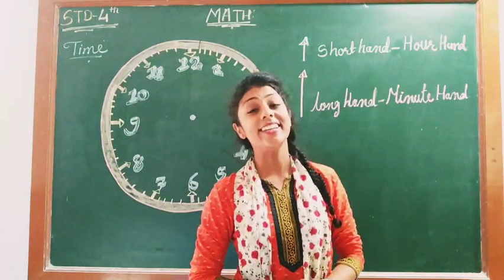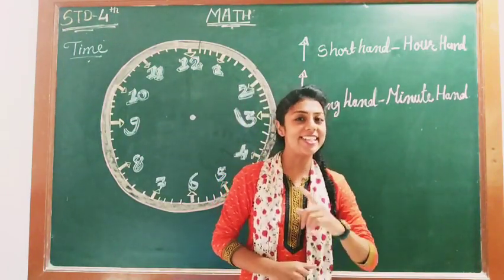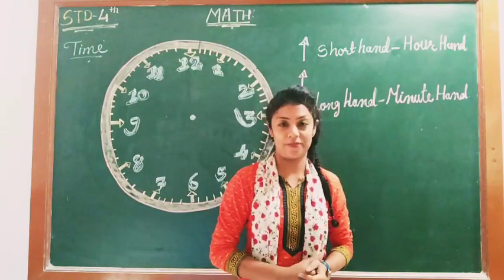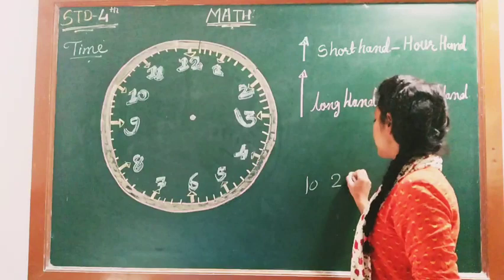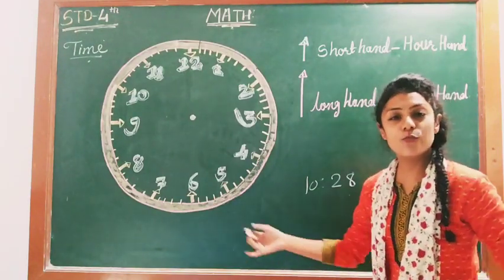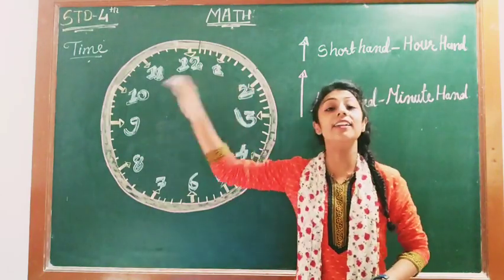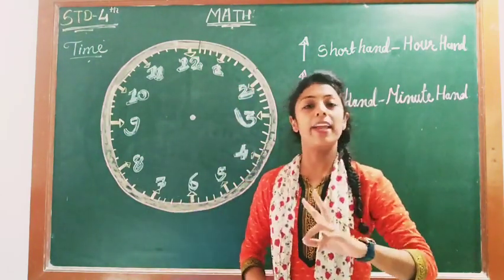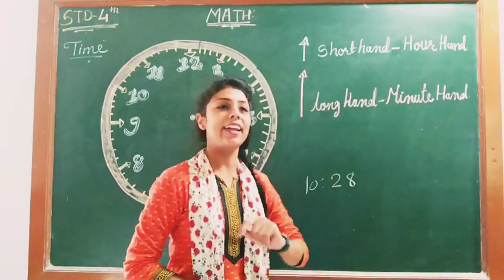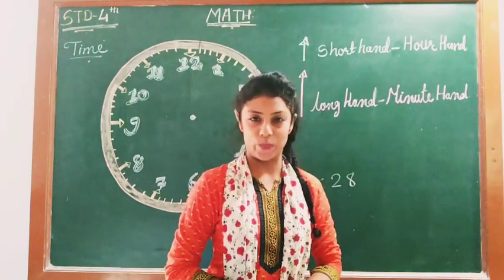Another thing is that there are two types of clocks, digital clock and analog clock. Digital clock means, nowadays, it shows 10:28:25 like a fancy display, and this is the analog clock. In this clock there are two main hands, short hand and long hand, and in a few clocks you can see the second hand also.